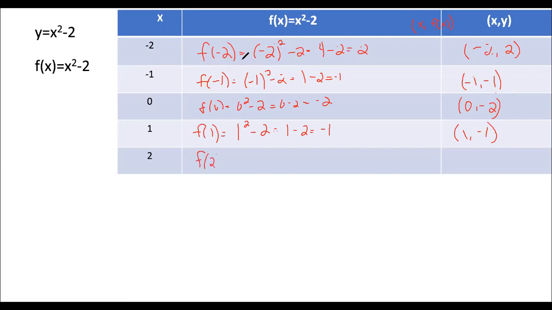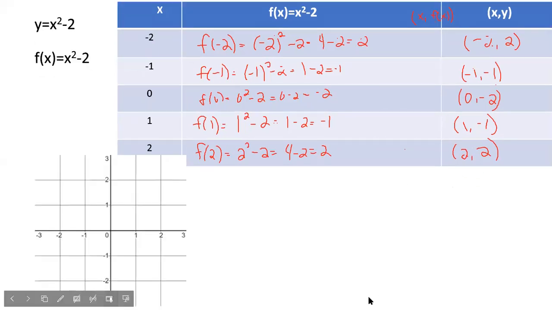f of 2, I'm going to plug 2 in where we see x. So this becomes 2 squared minus 2. 2 squared is 4, minus 2 is equal to 2. So this ordered pair is 2, 2. So once we have all of these, we've plugged them in, we found our f of x, we have our ordered pairs. We can now graph them.